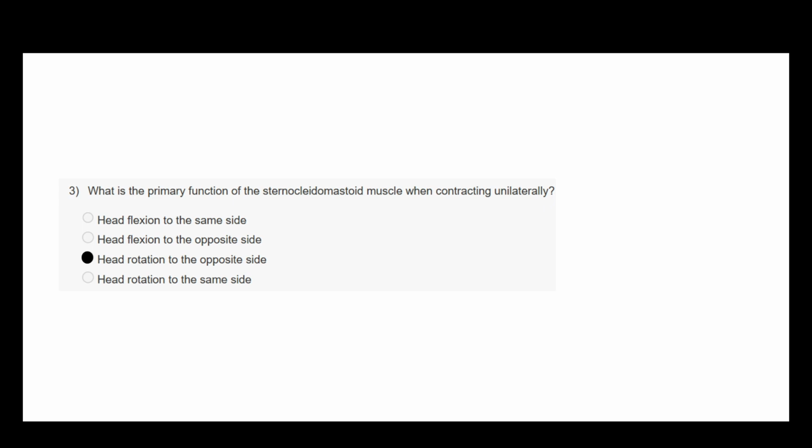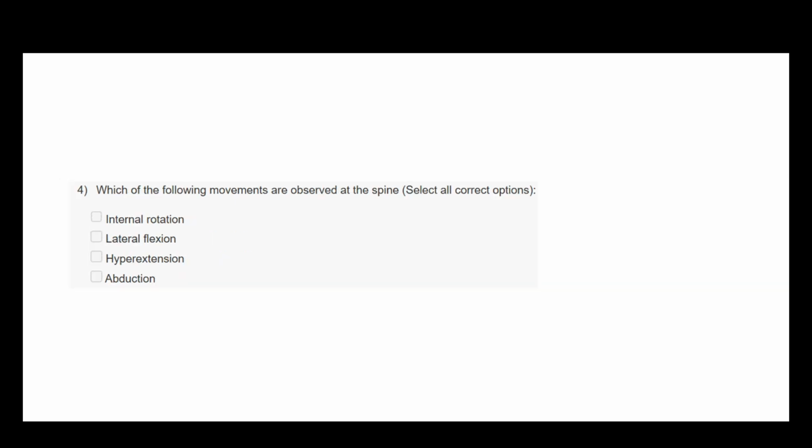For example, which of the following movements are observed in the spine? So, this is a multi-choice answer. Internal rotation, lateral flexion, hyperextension, and abduction. The answer is lateral flexion and hyperextension.